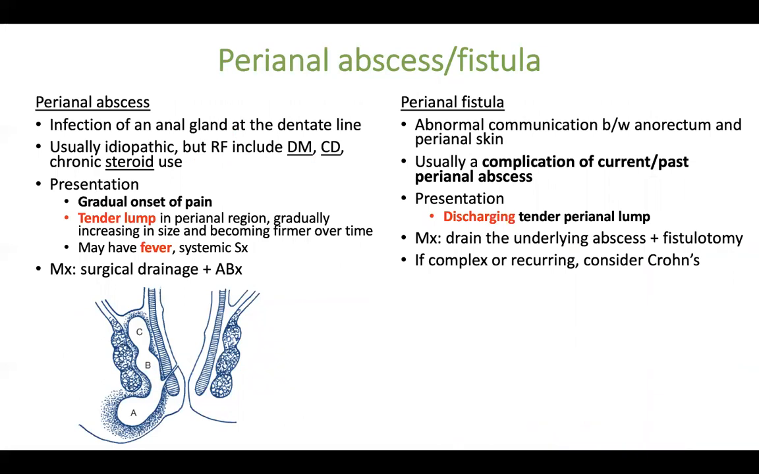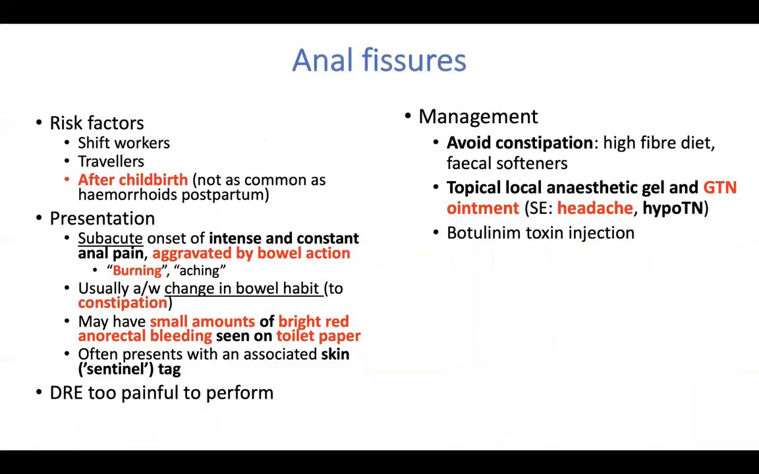Perianal abscess is usually a tender lump with fever, and a fistula is usually a complication of this. The thing that differentiates it is that it'll start discharging. Some risk factors might be Crohn's disease, diabetes and steroid use, so immunosuppression, and then the fistulizing stuff. Anal fissures are usually really intense pain, burning they describe it as, and small amounts of blood. You want to give nitrate ointment for this, and the common side effects are headaches and hypotension.